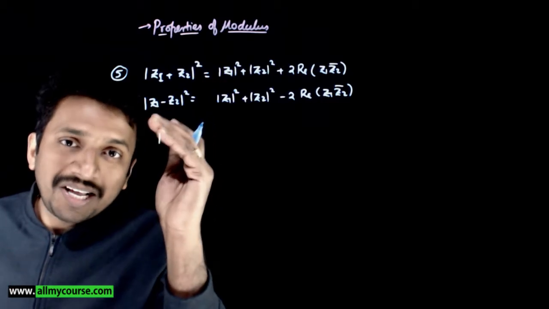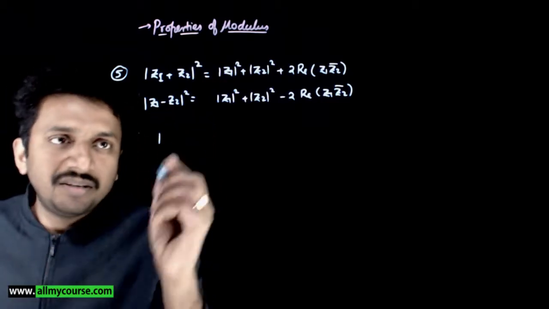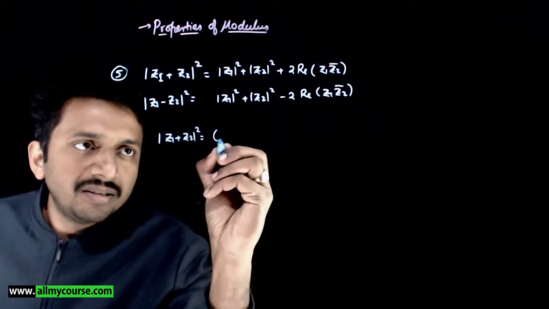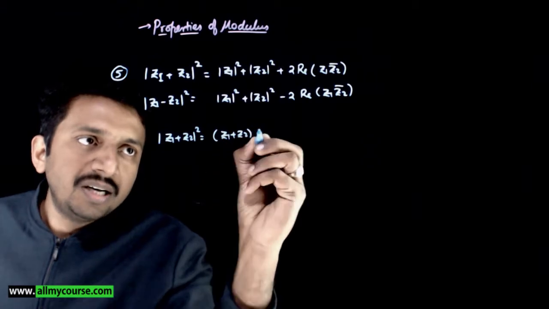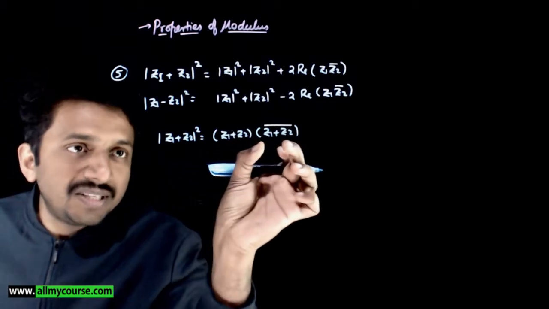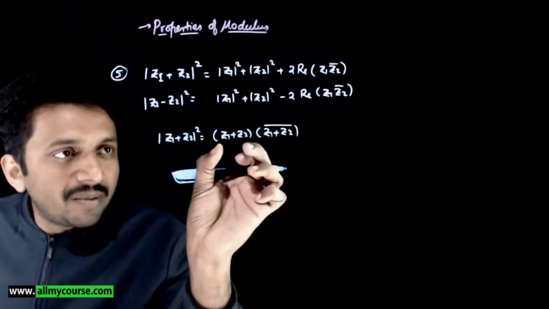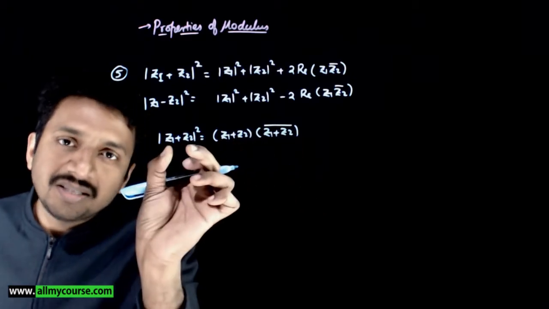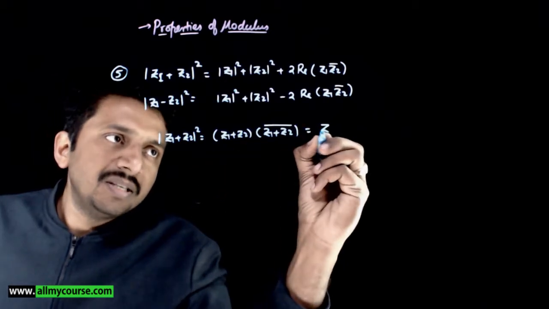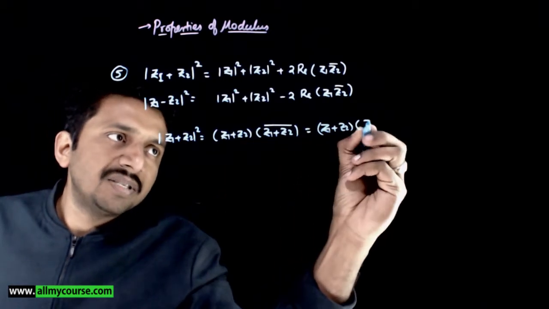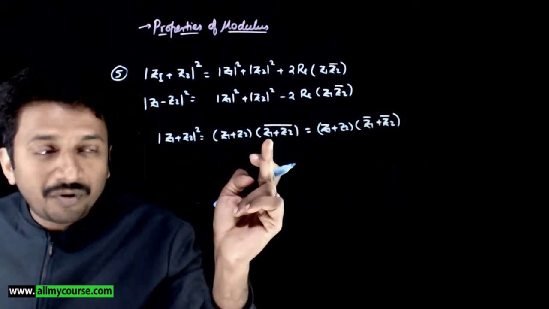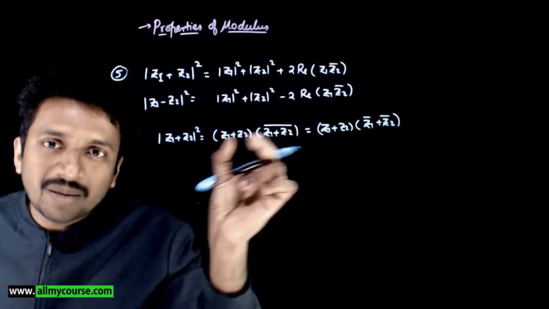This property can be derived using the first property that we have seen. So what is modulus of z1 plus z2 whole square? This is nothing but z1 plus z2 times z1 plus z2 whole bar. We know that z times z bar is equal to mod z whole square. Some complex number times its conjugate is equal to modulus of complex number whole square. So that is equal to z1 plus z2 times z1 bar plus z2 bar, because from the properties of conjugate we have seen that conjugate can be separated.